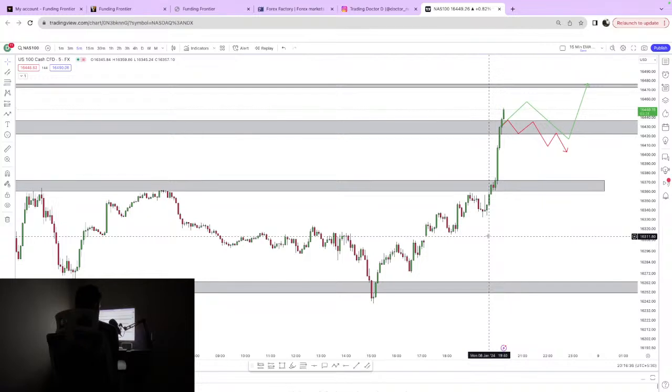So there was one who was selling at this. I think your stop loss is hit.